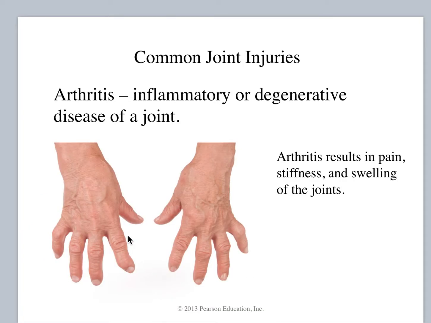Arthritis is inflammation or degenerative disease of a joint. Arthritis results in pain, stiffness, and swelling of joints. It's commonly seen in the hands and fingers, commonly seen in the hips and the joints of the back as well. That's an overview of joints.